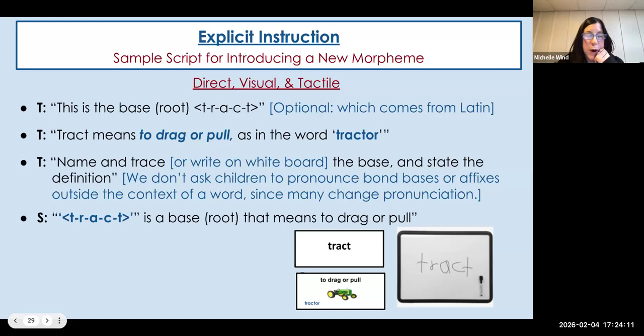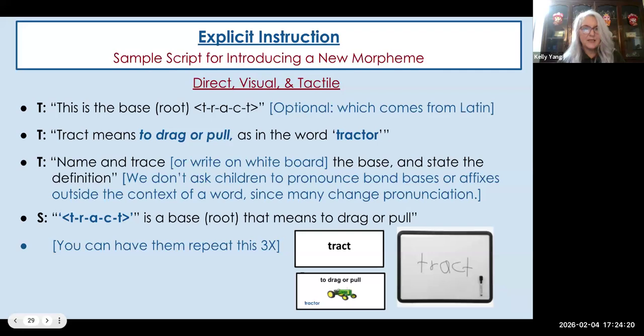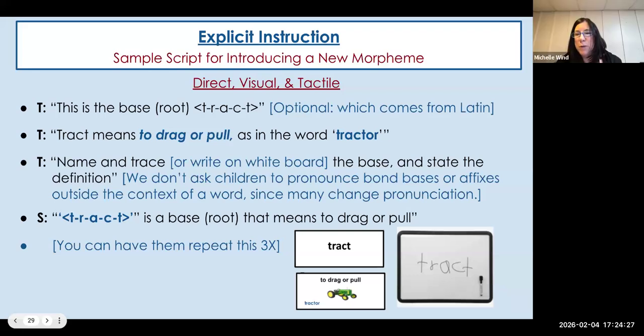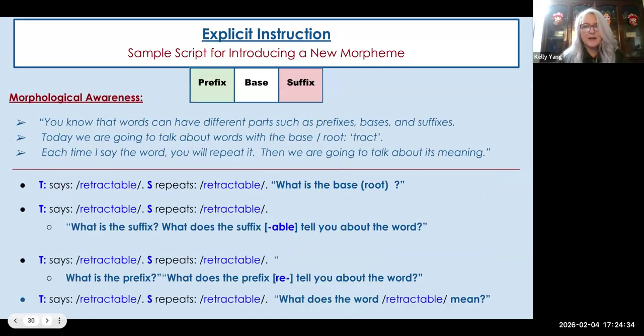So Kelly, can you name the letters for the base TRACT and give the meaning? TRACT, to drag or pull. And I would do that 3 times. And that repetition is helpful for struggling readers as well as your multilingual learners. And we all know, with vocabulary learning, we have to continuously recycle and repeat. So this is just another way to build that in.